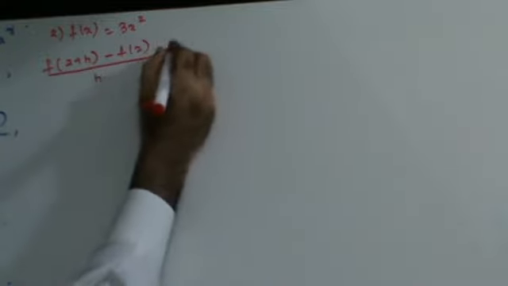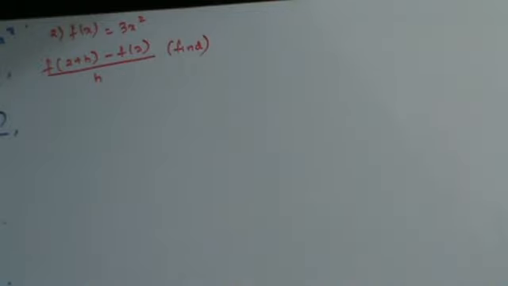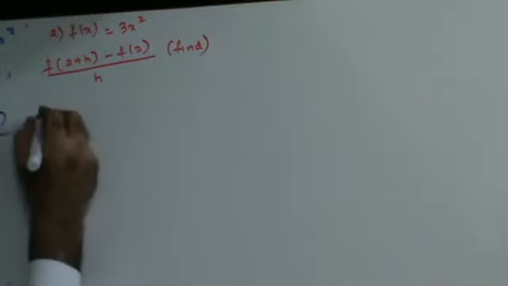f of x is 3x square. You have to find out f of 2 plus h minus f of 2 upon h. Fine. Right? Let's see this. f of x is 3x square. Therefore, f of 2 plus h. I am substituting x with 2 plus h. If I am substituting x with 2 plus h on the left hand side, I should substitute x with 2 plus h on the right hand side also.